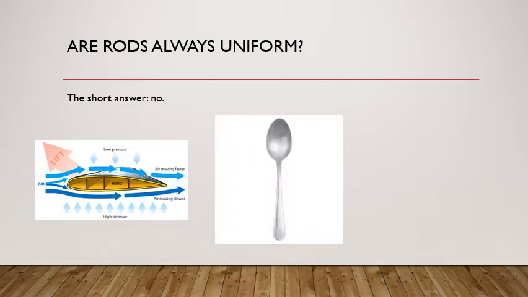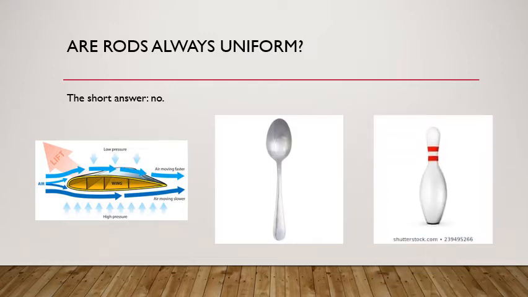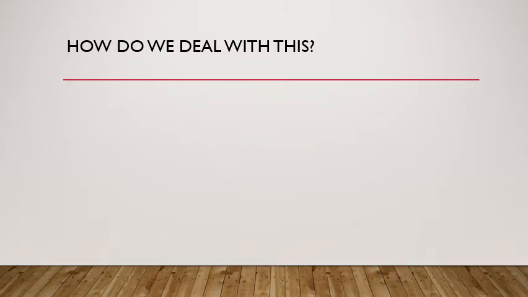A spoon is clearly not uniform as it rotates. It's going to have more mass on one part than another. And a bowling pin is a pretty obvious one. These are objects that are not going to be uniform. So having a uniform rod is not always the most useful way to think of things. Now, how do you deal with it? That's the toughest question of all.